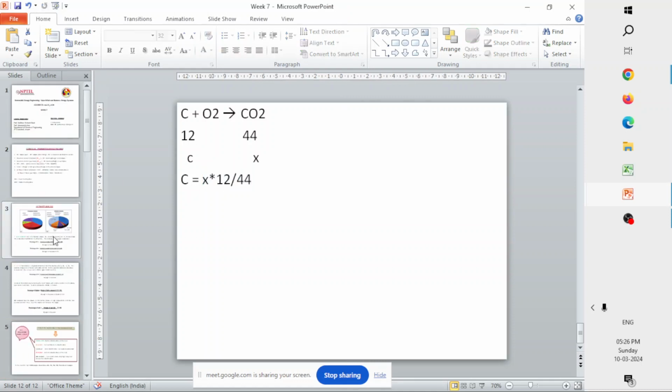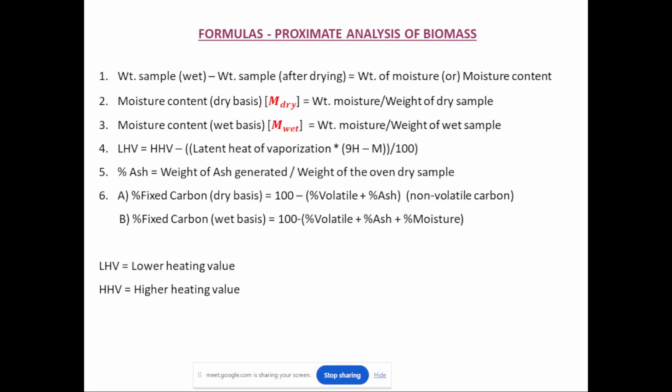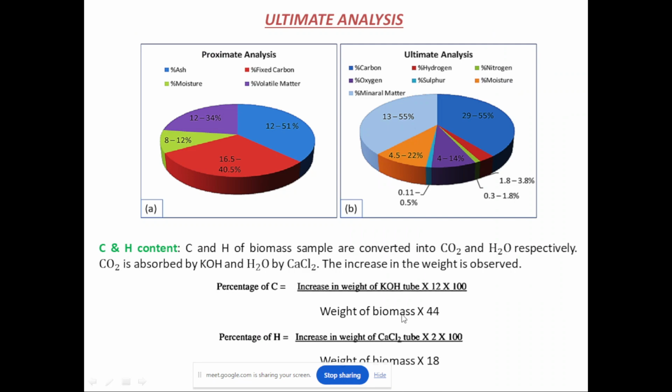So here we are just finding out how much carbon is going to be present. For that we divide it by the weight of biomass, and in order to find the percentage we multiply that by 100. So the increase in the weight of your KOH tube times 12 divided by 44 will give you the amount of carbon, and that divided by your weight of biomass times 100 will give you the percentage of carbon present in your biomass sample.